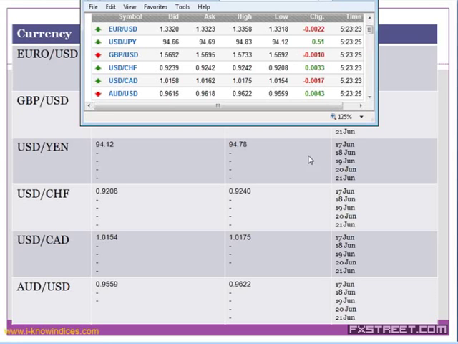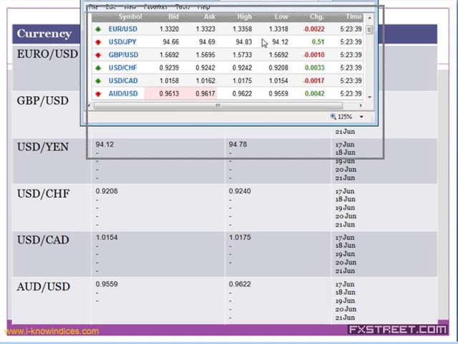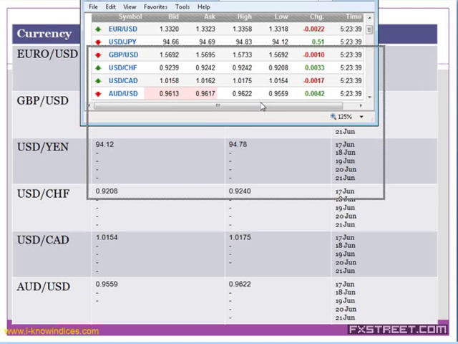So in the case of USD-Yen again, they made an upward stop above the high of 94.78. In the case of euro and GBP, they made the downward stop, but they are staying below that.